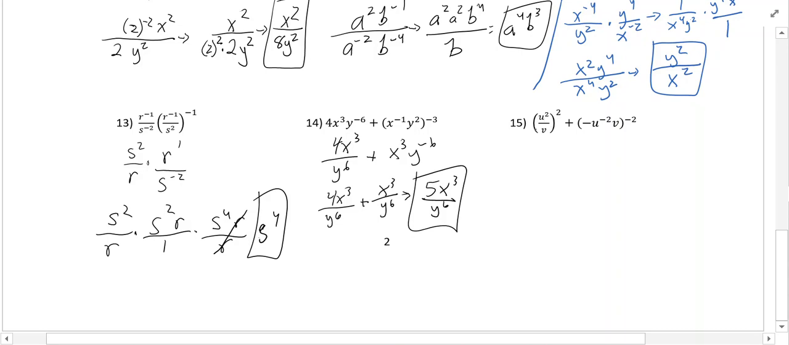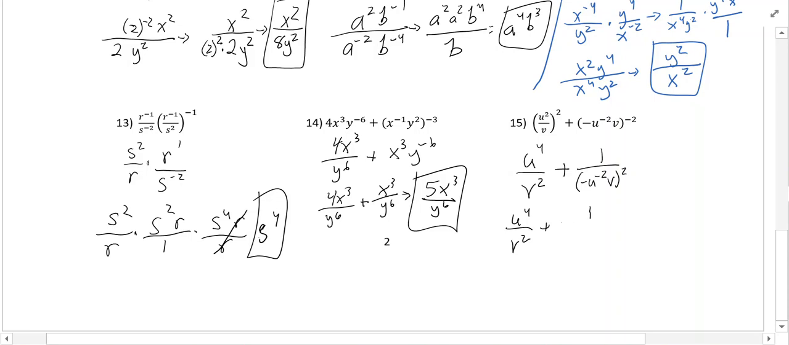All right, so let's go ahead and try this one. So again, distribute your square here. So u to the 4th over v squared. Bring down your plus sign. So then I'm going to flip this here. So I'm going to get 1 over negative u to the negative 2v, all of that squared. So I'm going to bring just this down again, u to the 4th over v squared.